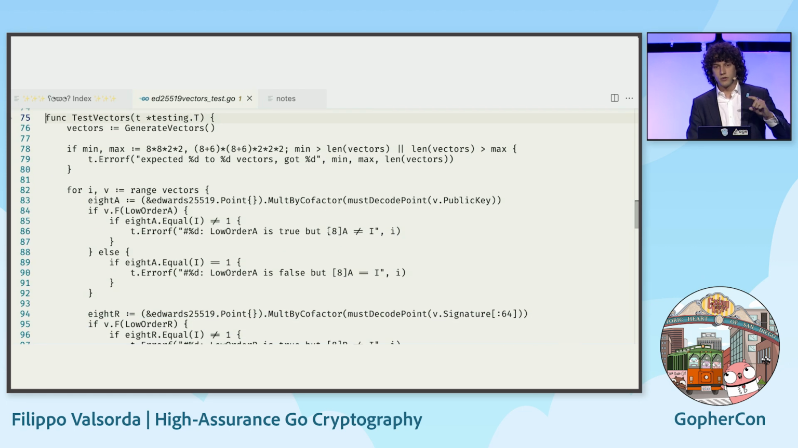So how do we know, though, that those vectors actually cover all of the edge cases I told you about? Well, we wrote tests for the test generator. And we have CI that runs tests against the test generator that then generates the tests that go into CI, and we test against the Ed25519 implementation.